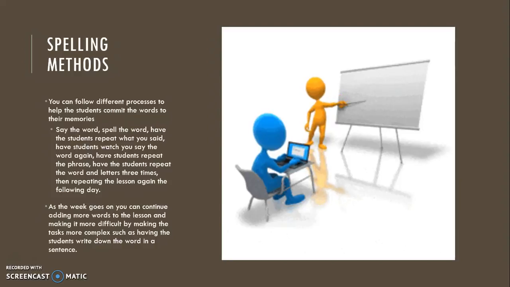So spelling methods. You can follow different processes to help the students commit the words to memory. You can say the word, spell the word, have the students repeat what you said, have the students watch you say the word again, have students repeat the phrase again, have students repeat the word and letters 3 times, and then repeating that lesson again the following day. As the week goes on, you can continue adding more words to the lesson and making it more difficult by making the tasks more complex, such as having the students write down the word in a sentence.